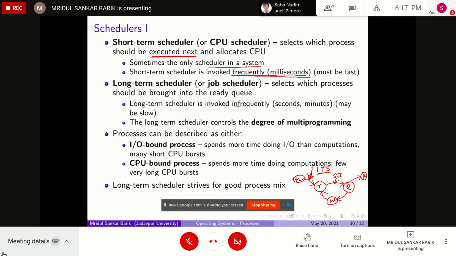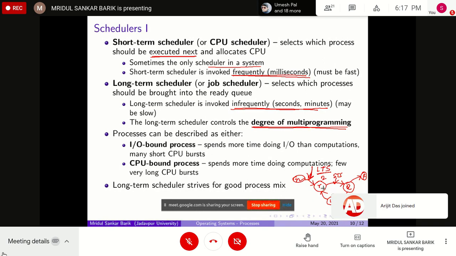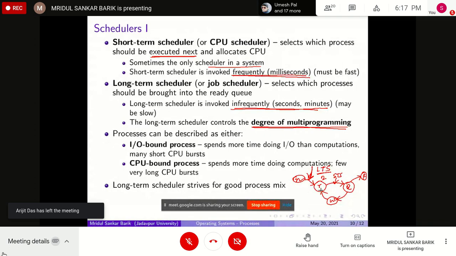The long-term scheduler is invoked infrequently, in terms of maybe seconds or minutes, and it controls the degree of multi-programming. At any point of time, the number of processes which are present in memory for execution is called the degree of multi-programming. If the long-term scheduler finds that the degree of multi-programming has reduced, it will introduce more processes into the ready state. So it controls the degree of multi-programming, right?